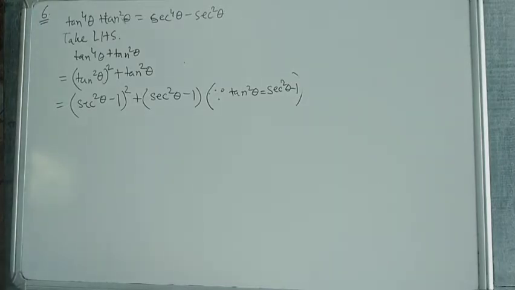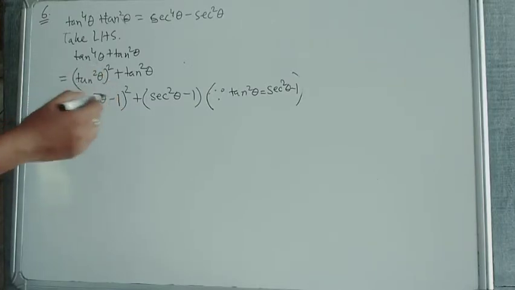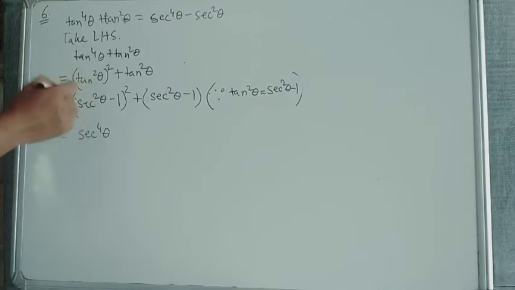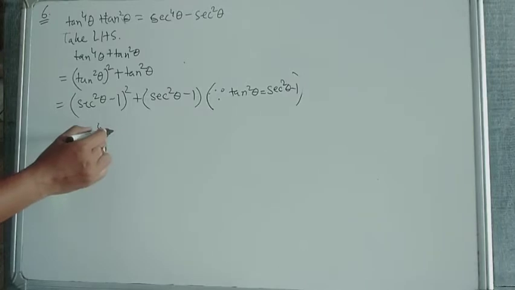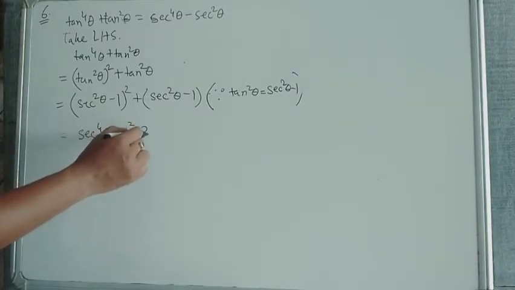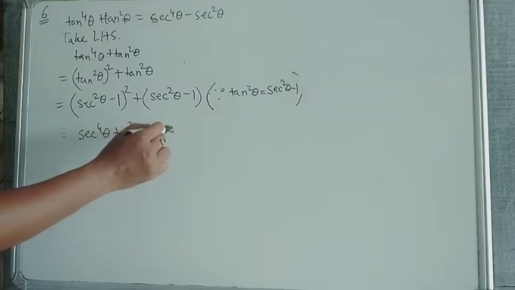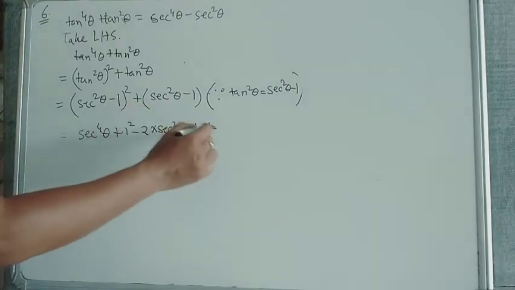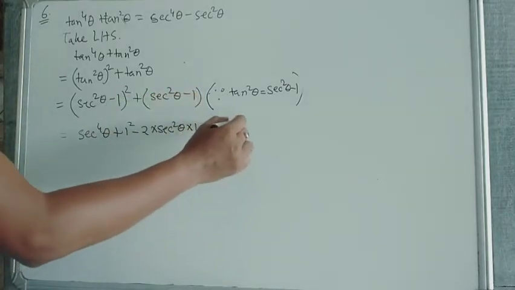Clear here? Now here we will put the a minus b whole square formula. So a square, that is sec square theta square, that means sec 4 theta. You are getting or not? Okay. A is square, so sec square theta again square. A square plus b square minus 2 into, what is your a? Sec square theta into b, that is your 1. Then plus this whole thing, sec square theta minus 1.